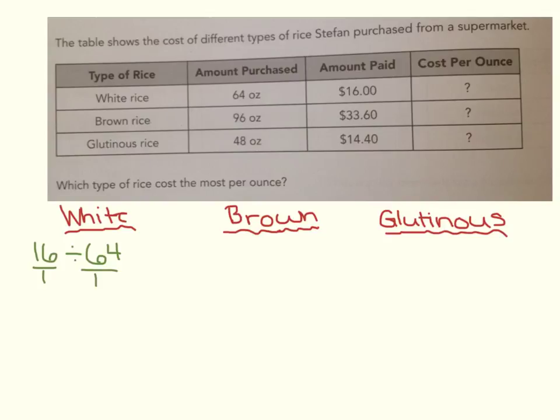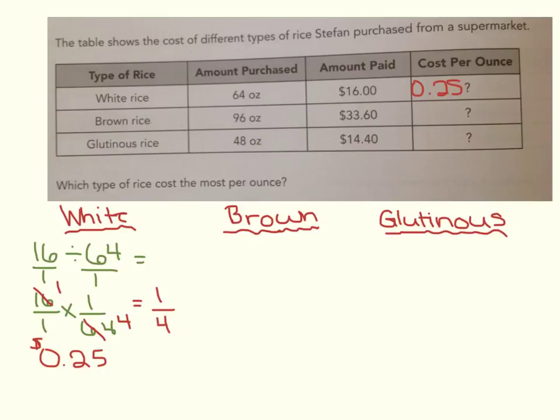Turn them into fractions. Keep the first one. Flip the second one. Change to multiplication. See if we can cross simplify. In this one we can. 16 divided by 16 is 1. 64 divided by 16 is 4. Multiply across, you have 1. 1 times 4 is 4. We can turn this into a decimal since we know 1/4 is 25 hundredths. Our answer is 25 cents per ounce. So we'll fill in our chart. White rice costs 25 cents per ounce.